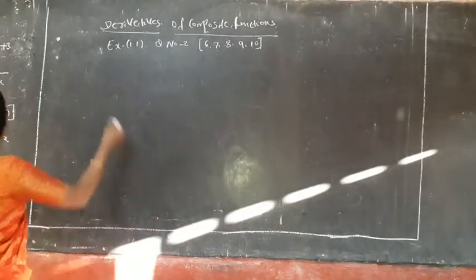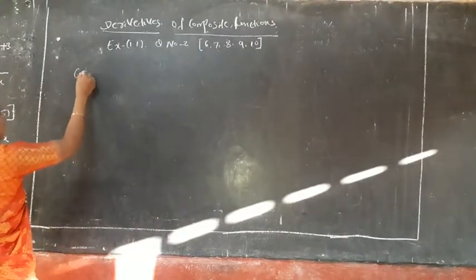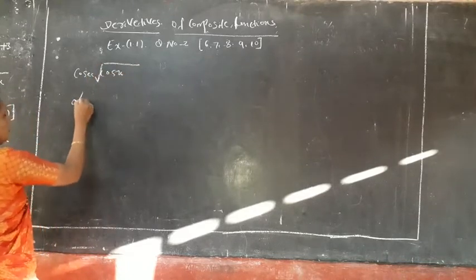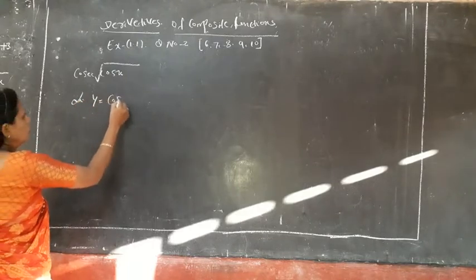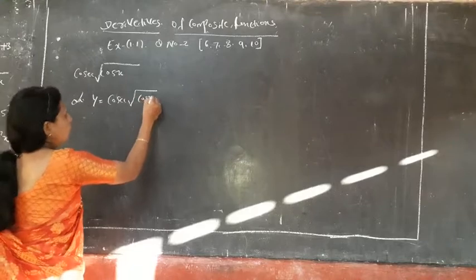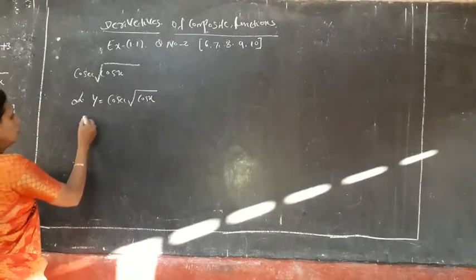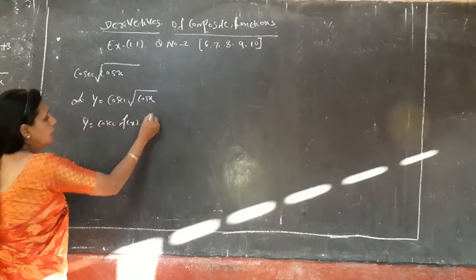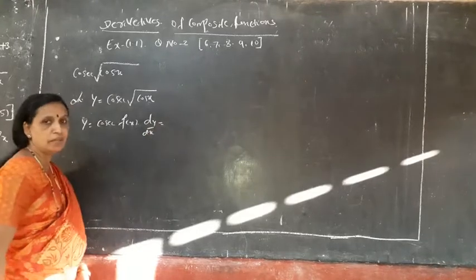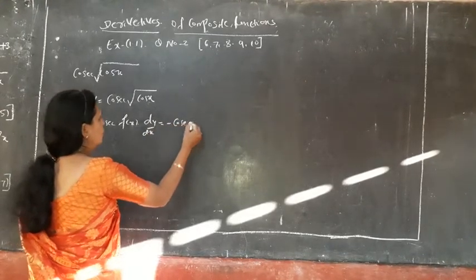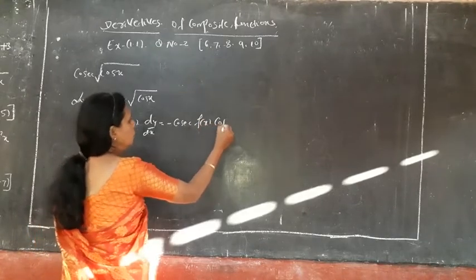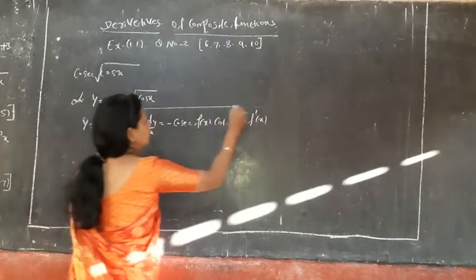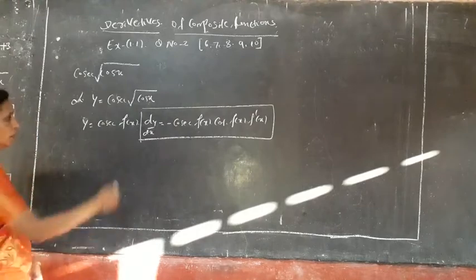The second example is cosec root cos x. Let us define the function y equal to cosec root cos x. So this is of the form y equal to cosec f of x, then dy upon dx can be given by minus cosec f of x into cot f of x into f dash of x. This is the formula for this example.